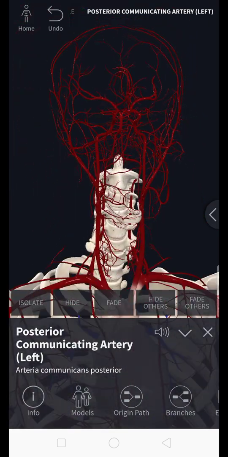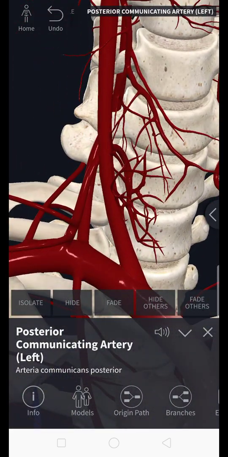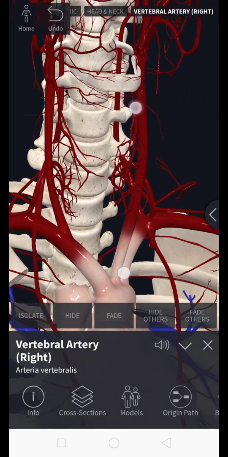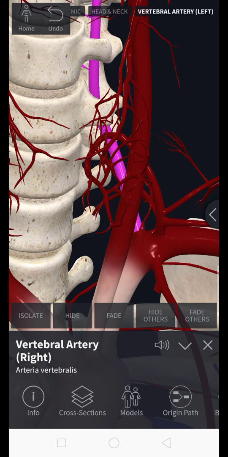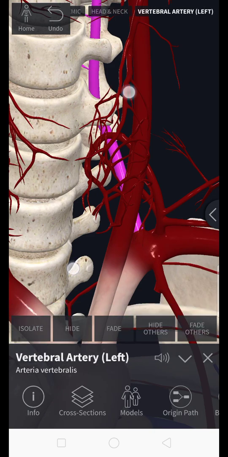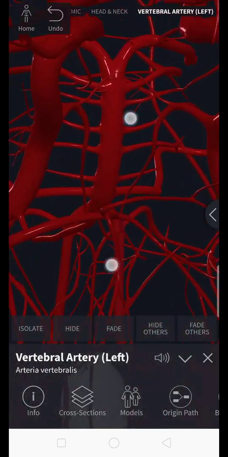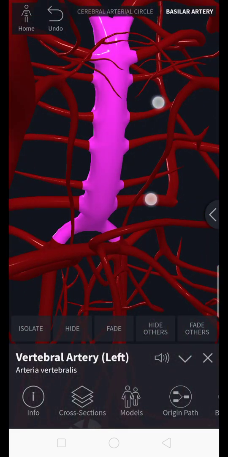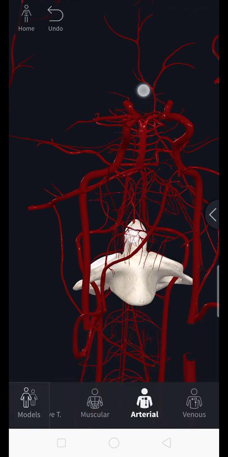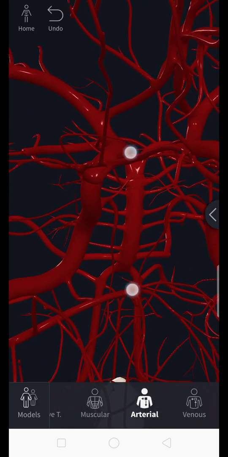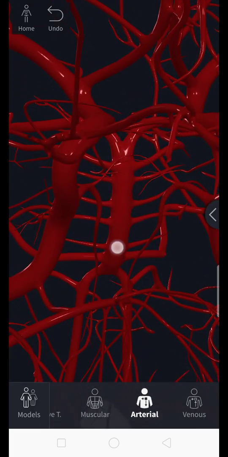Now we'll see the vertebral artery. This is the vertebral artery. The right vertebral artery arises from the right subclavian artery, and the left vertebral artery arises from the left subclavian artery. These 2 vertebral arteries go to the brain and unite and form the basilar artery.